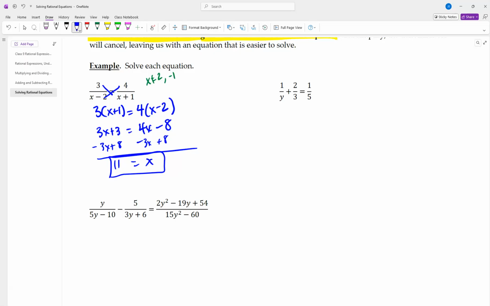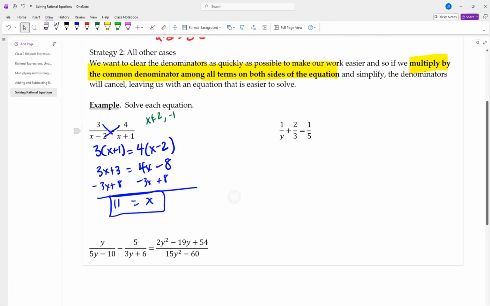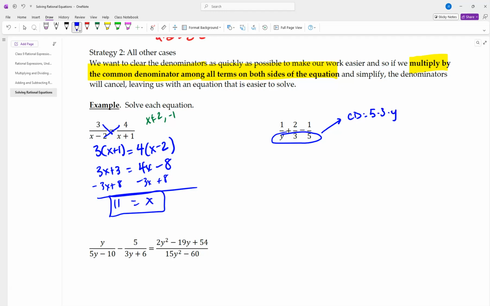Now this is all fractions, but it's not of the form fraction equals fraction, so I can't do that. So the other strategy was to find the common denominator among all of these. I think if I were to multiply them, that's my best choice at a common denominator, 15y. So then I want to multiply this by 15y, this by 15y, and this by 15y.